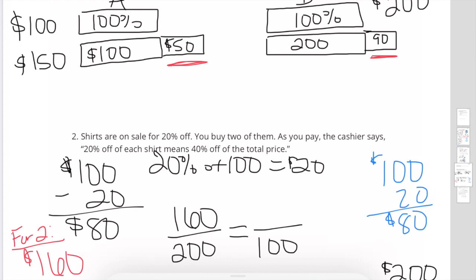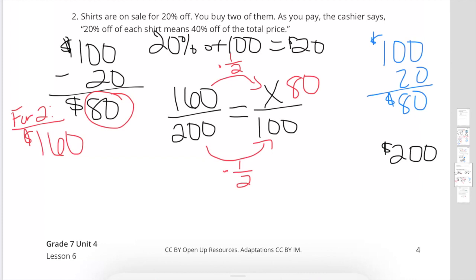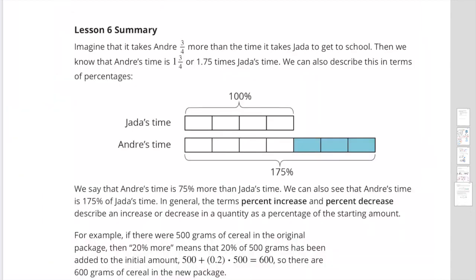what percent is that? Okay, this one's easy without cross multiplying. So 200 times what is 100? Times 1/2. So 160 times 1/2 gives you what? 80. So that means it's still only 20% off, because $160 is 80% of that price, which means you only got 20% off.